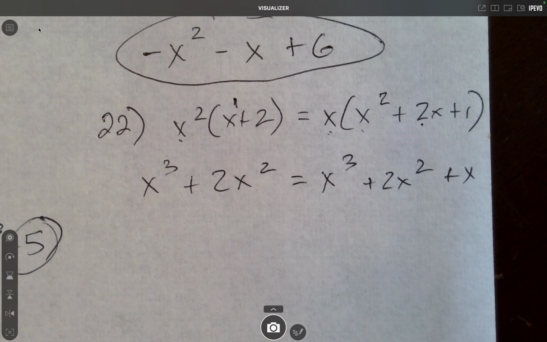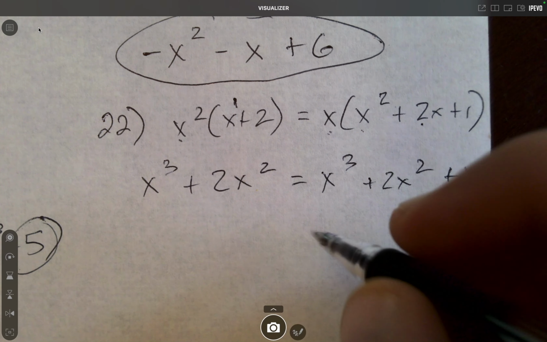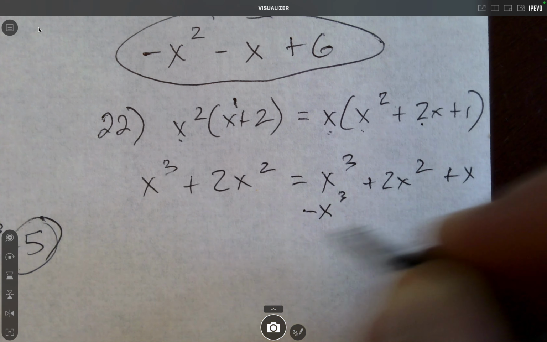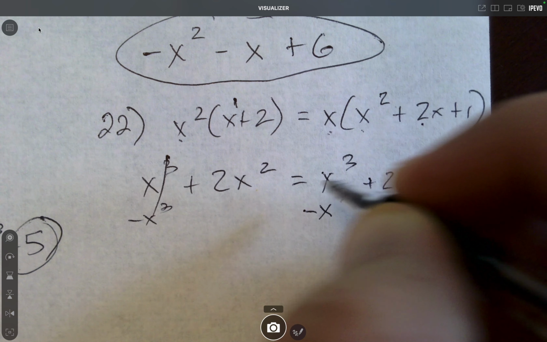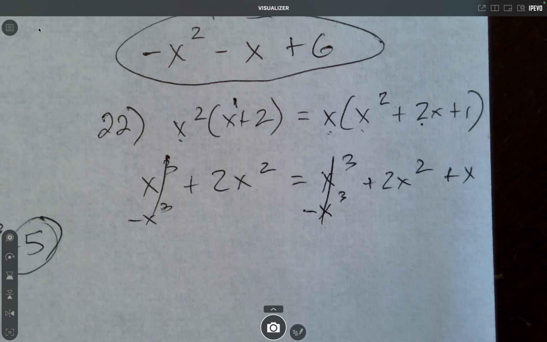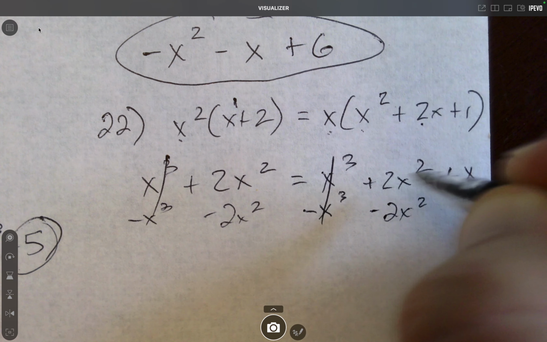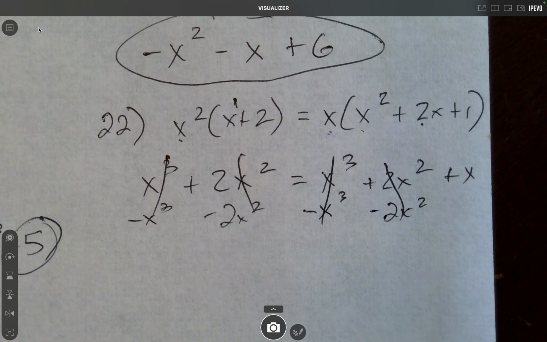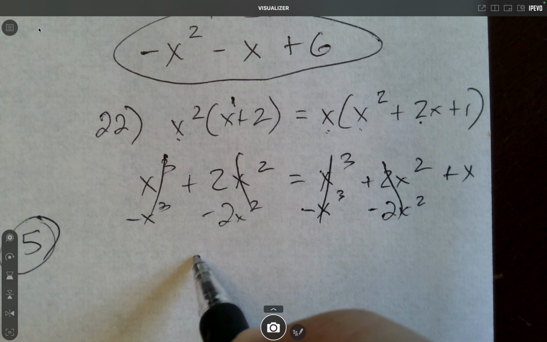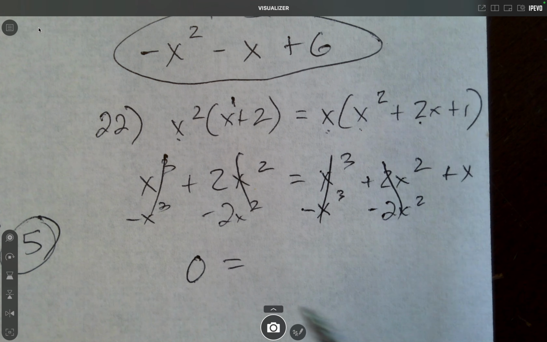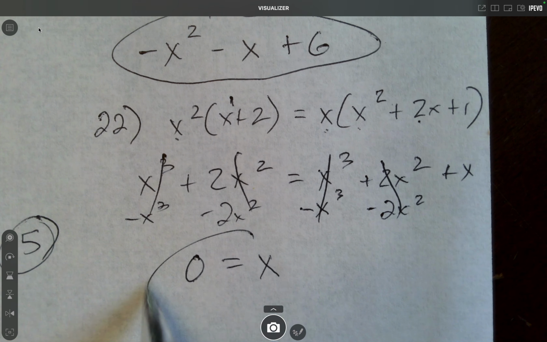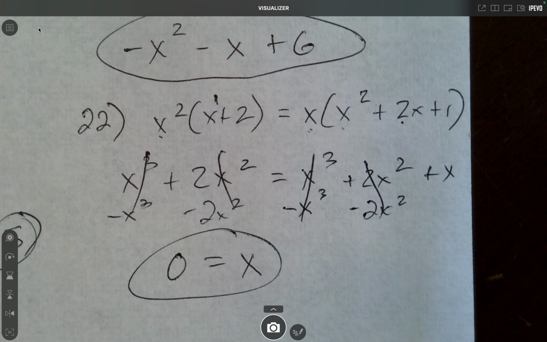This may look like it's going to be really complicated to solve, but there's good news. Check this out. We subtract x cubed from both sides, they disappear. If we subtract 2x squared from both sides, they disappear. So since everything's gone on this side, all that's left is 0. All that's left on this side is x. So our final answer is that x equals 0.